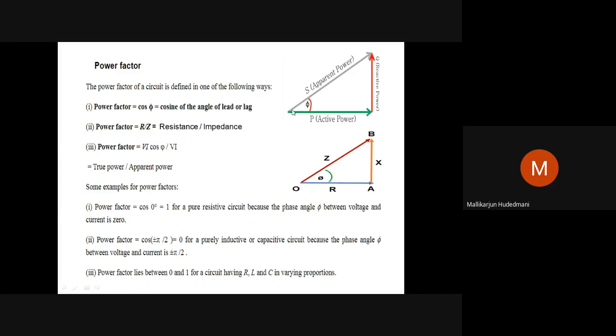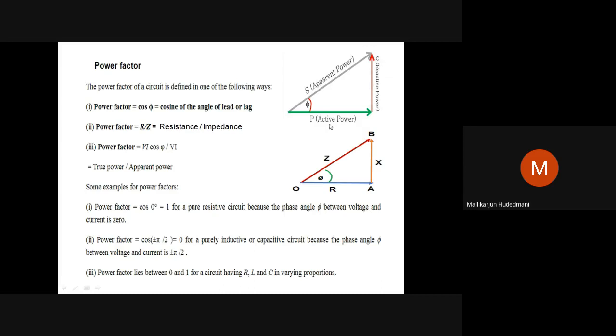VI cos phi is the active power. The other one, I sin phi into V, VI sin phi, is the quadrature component shown in the red arrow. It is very similar to this: along the R axis, I'll get real power, and along the reactive axis, I'll get reactive power. So this is quantified as VI cos phi, and this is quantified as VI sin phi.